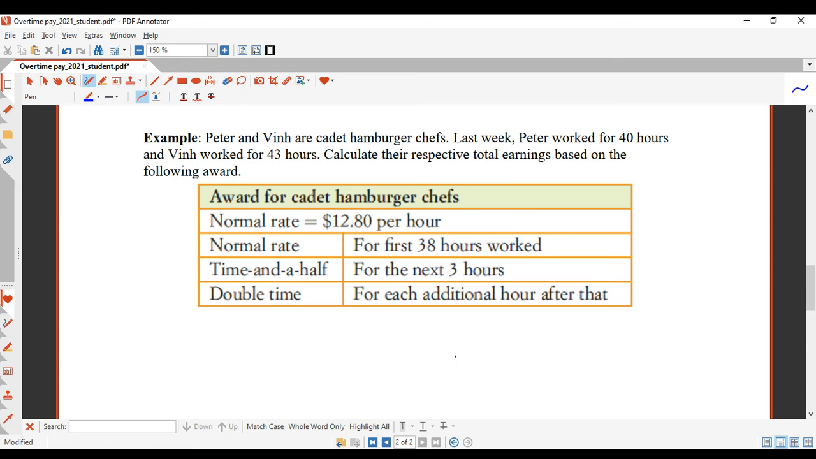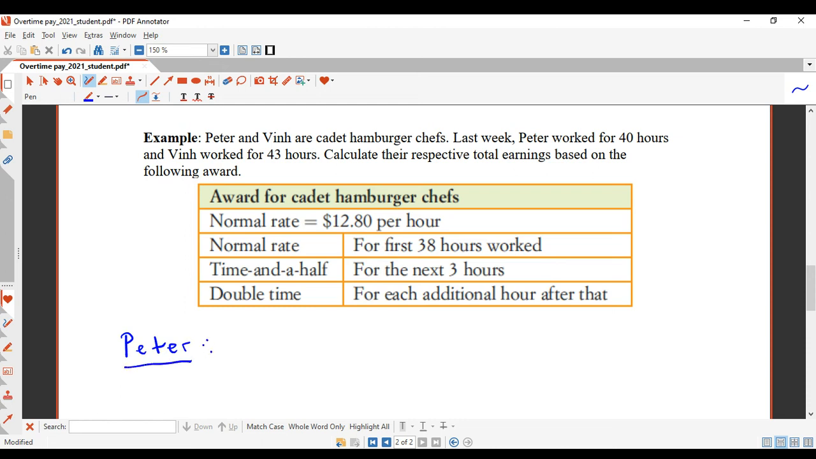Let's have a look at this one. We've got Peter and Vin, cadet hamburger chefs. Last week, Peter worked for 40 hours and Vin worked for 43 hours. Calculate their respective total earnings based on the following award. The award is not a present or a presentation. The award is actually the rate of pay per hour. So an award is sometimes called the rate of pay. Let's do Peter first.